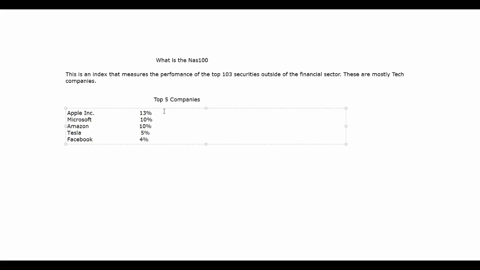All right, so let's do a quick summation, which is 10 plus 10, that's 20, plus 5, that's 25, plus 17. These top five companies alone weigh 37% of the Nas 100 index. 37%. So whatever happens to these companies is going to happen to the Nas 100.